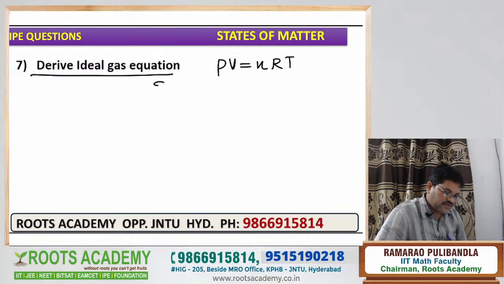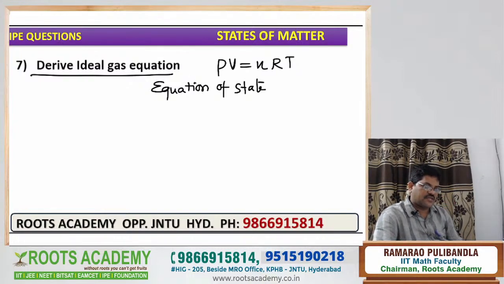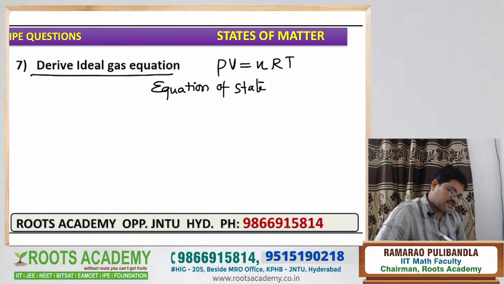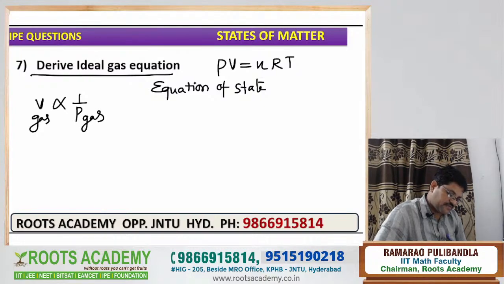This ideal gas equation is also called what? It is also called the equation of state. So how do you derive this equation of state? According to your well known Boyle's law, the volume of the gas is inversely proportional to the pressure of the gas at constant temperature. That is according to Boyle's law, right, students?